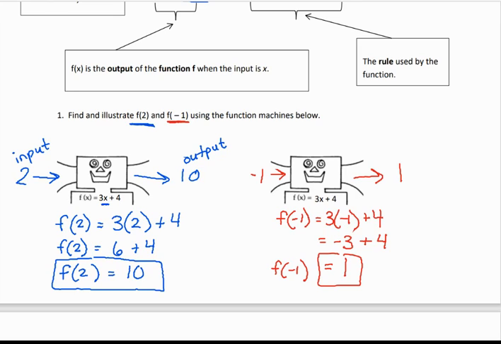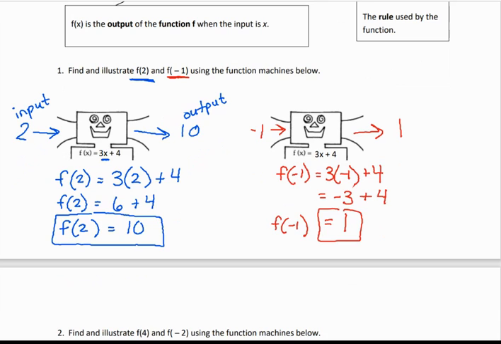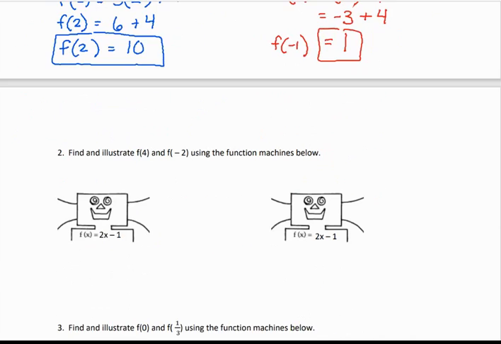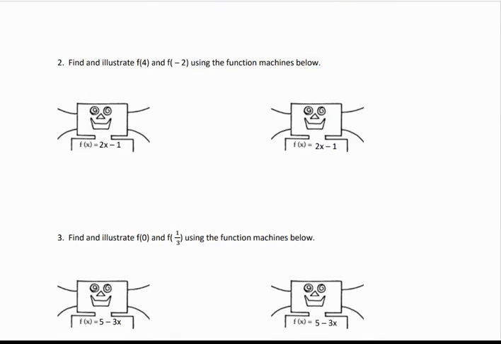How do you know? Well, I'm assuming it'll be in order. For number 1, it says illustrate F2 and F1. I'm assuming you're just doing the first one and then the second one. Okay, yeah. So if we go to number 2, same thing.